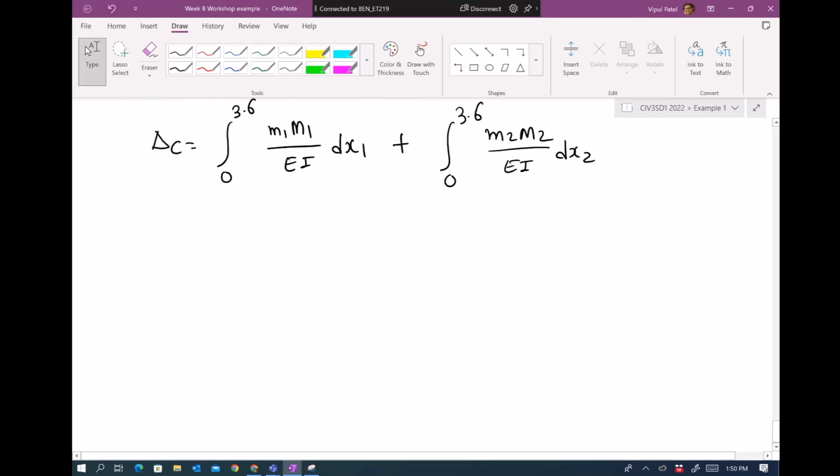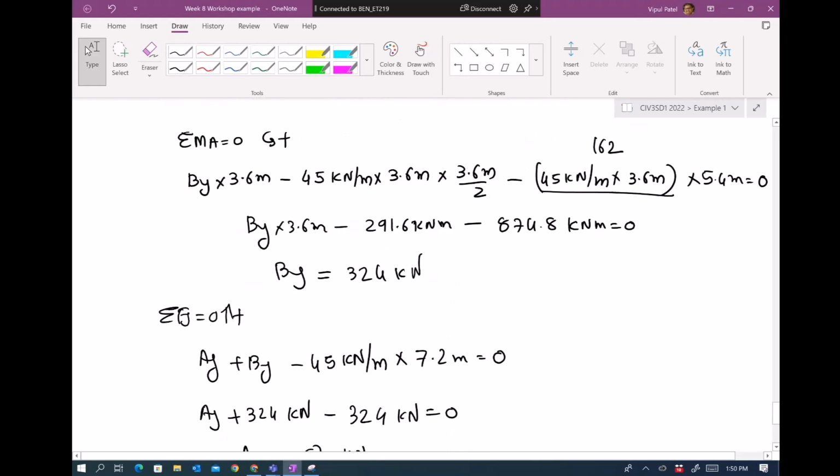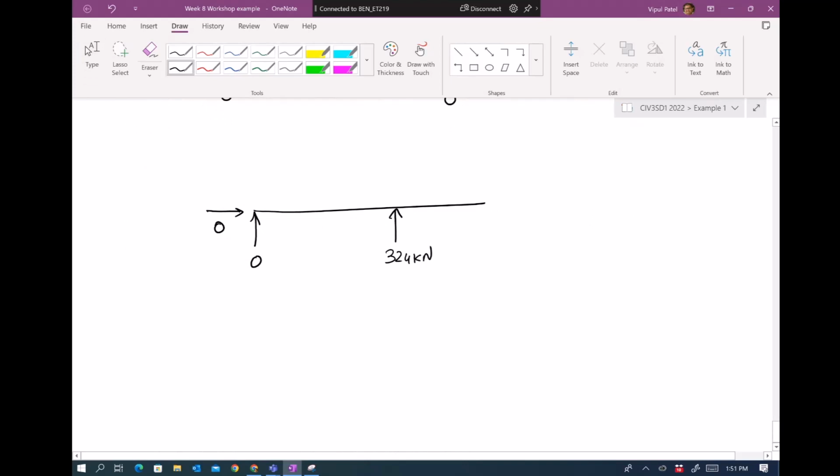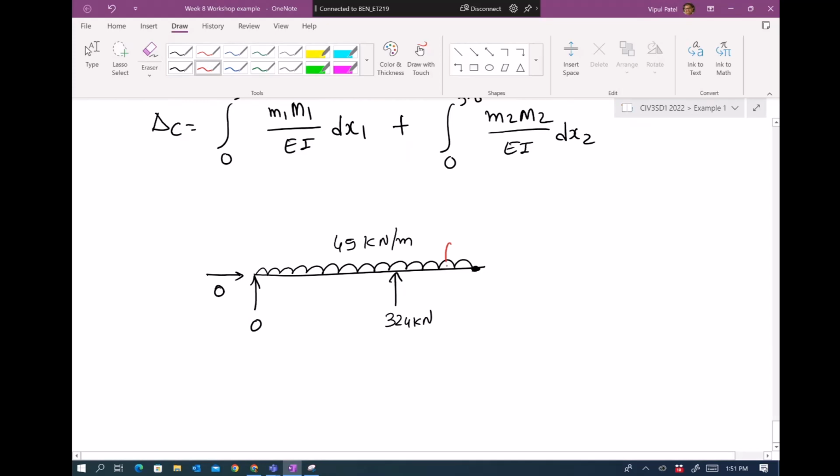All right, so if I redraw this one, this is 0, this is 0, BY is 324, and that is 45 kilonewton per meter, and the deflection at C we need to find. Then we will make a cut. This is the first cut, that is your X1. And by the way, this is 3.6 meters, 3.6 meters. We make a second cut, which is X2. And we find small m1, capital M1, small m2, capital M2. Let's find capital M1 first, because that's the real structure.